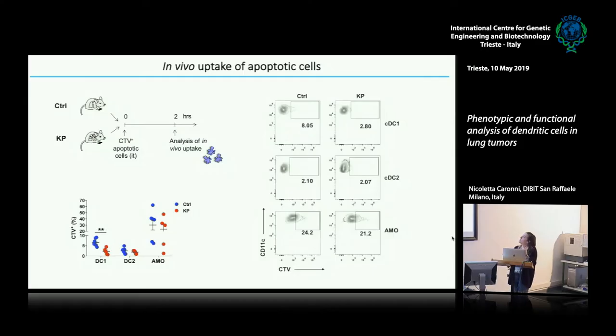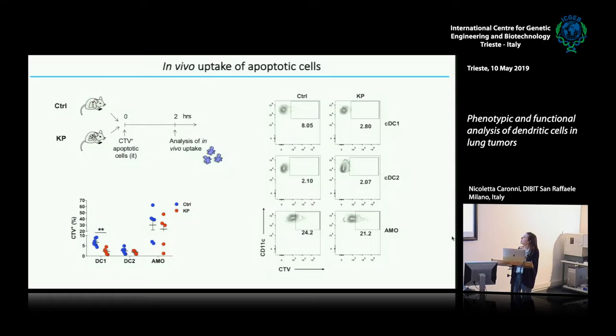We checked the phagocytosis not only in DC1 but also in DC2 and in alveolar macrophages. As you can see here, almost 10%, 8% of cDC1 in control animals become positive for CTV after 2 hours from the intratracheal injection of apoptotic cells. If you compare the control with the KP-associated DC1, you can see a strong decrease in the percentage of CTV positive DC1, which is also reported here.